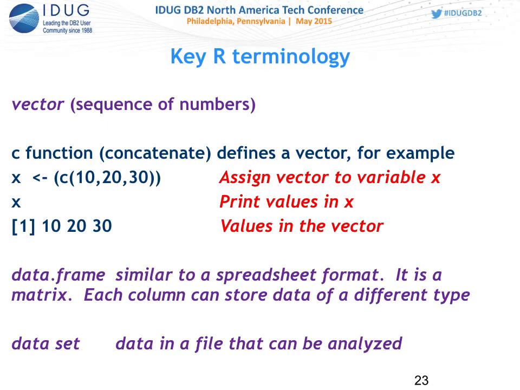Data frame is something you'll see a lot, and if you want to think of this as a spreadsheet or a relational table, both are pretty close to what it is. It's really a matrix, and each column can store data of a different type, which is kind of like a relational table or spreadsheet. And data set is another term that means other things in other parts of IT. All it is is data in a file. So anytime you see the word data set, they're just talking about a file with data in it.